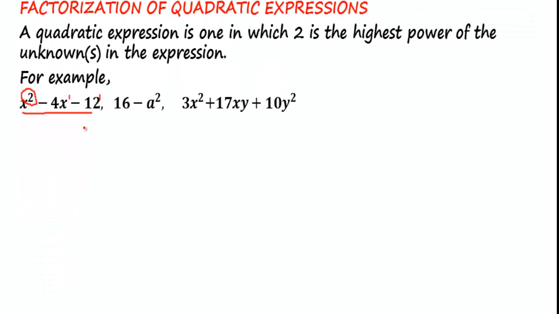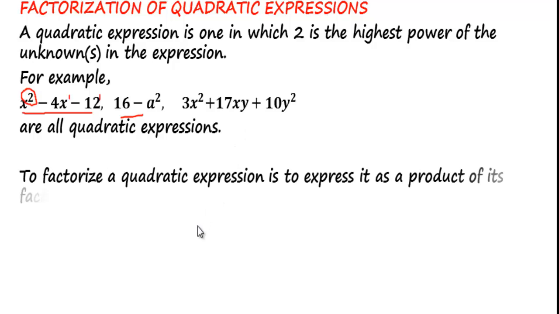So anywhere that you have an expression with a letter or a number raised to power 2 is called a quadratic expression. So 16 minus a squared is also a quadratic expression, and 3x squared plus 17xy plus 10y squared is a quadratic expression. Now, all of the above are quadratic expressions. Now, to factorize a quadratic expression is to express it as a product of its factors.